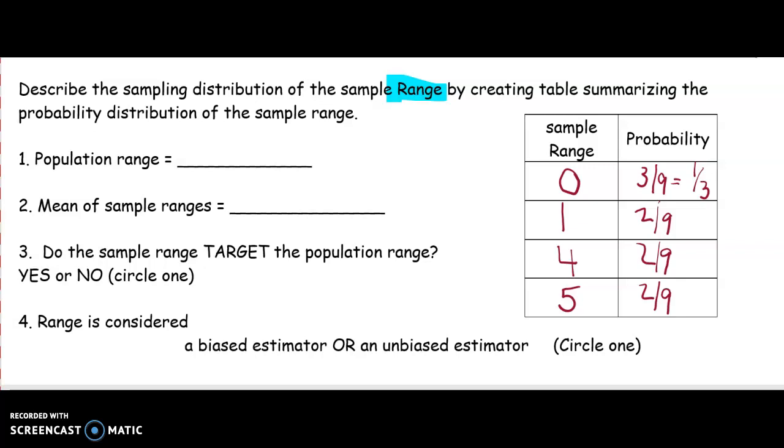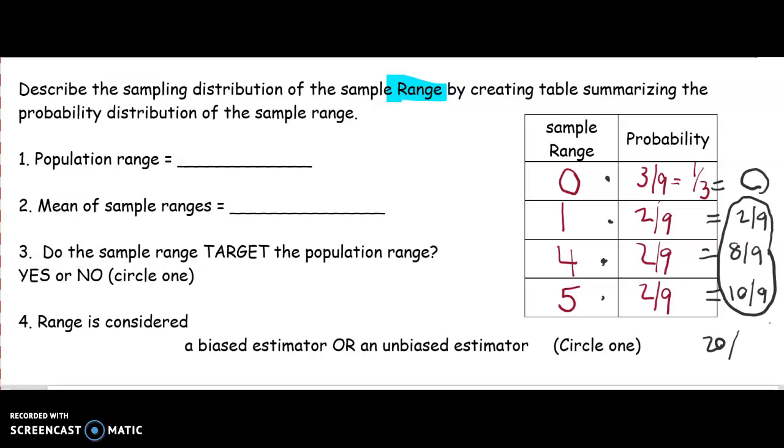Now we need to find the expected value for our range. So what we're going to do is we're going to multiply each of these numbers times its probability, and then we'll add them all up. When I add up 2/9, 8/9, and 10/9, I get 20/9. The mean of the sample ranges is 20/9, about 2.2 repeated.